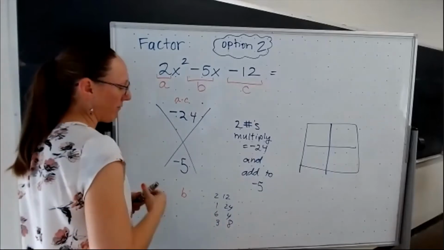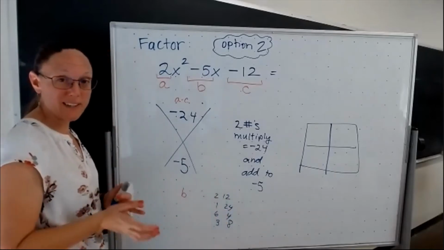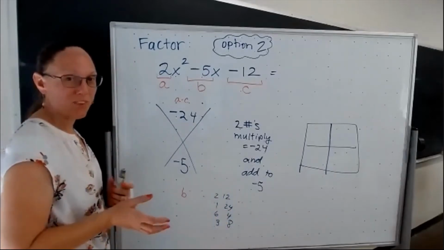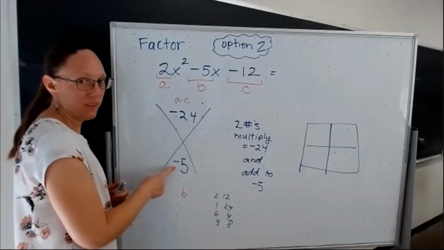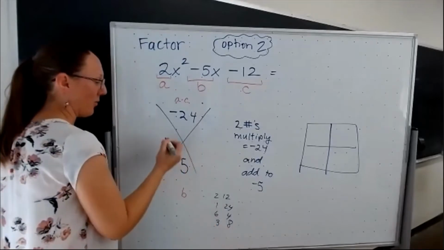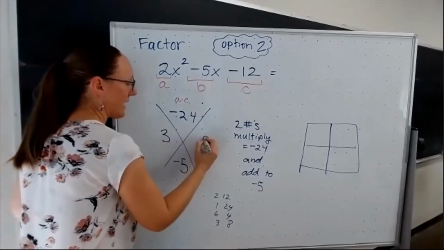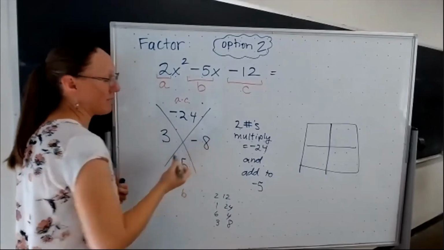I think those are all the factors. So now I'm looking for a pair of these that if I got the plus and minus signs right, I could add together to be negative 5. Yep, and I'm looking at the 3 and the 8. So I can throw a 3 and an 8 in, and in order to get the minus signs right, I'm going to need a negative sign on that 8.